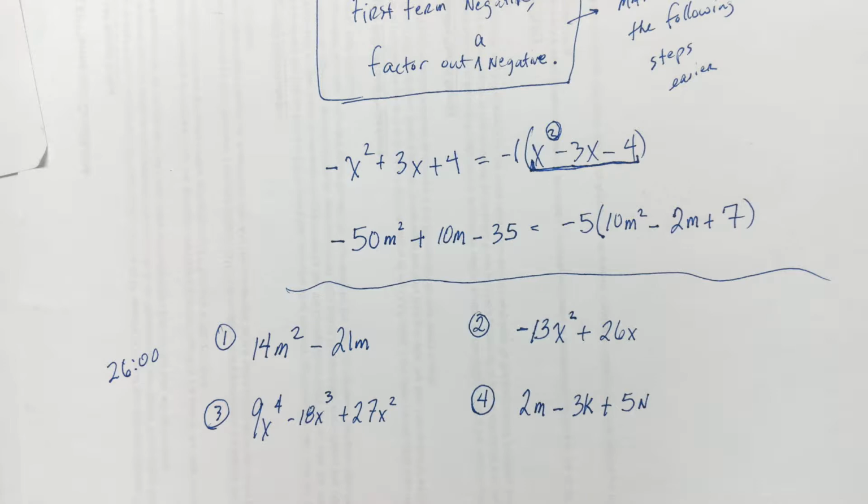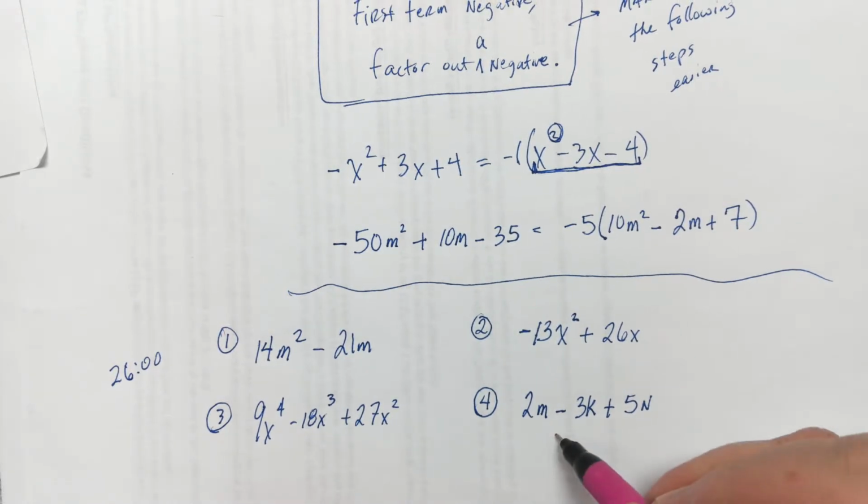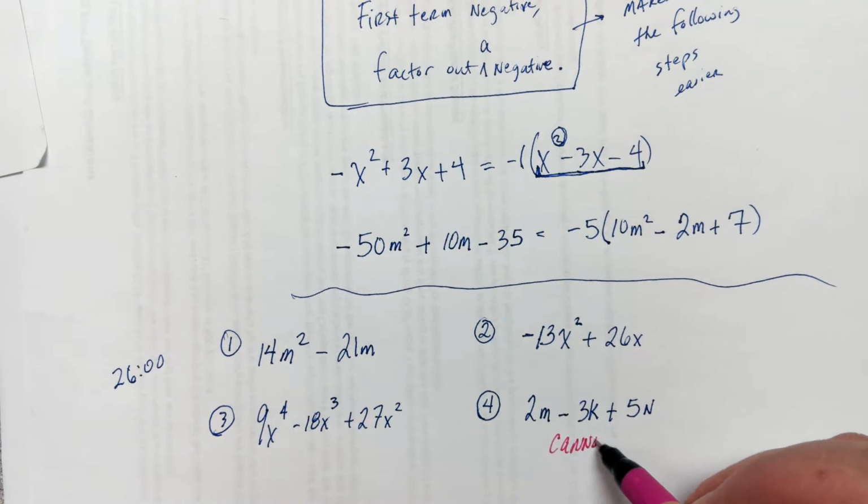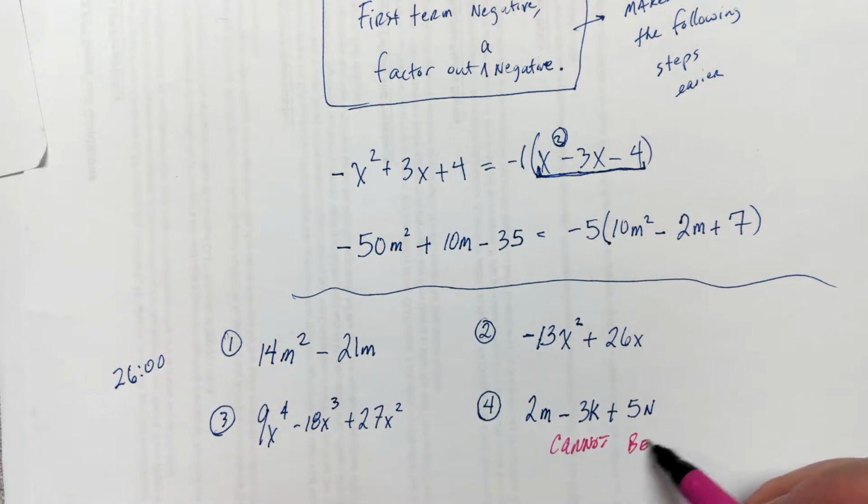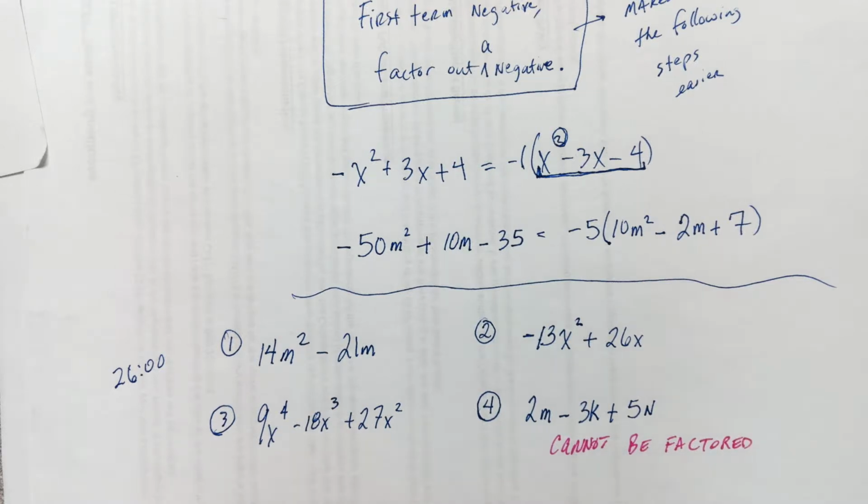You have 25 seconds left. Done or not, which is okay. Done or not, 25 seconds. 17 seconds now. Last one got you? There's nothing in common, is there? Can't be factored then. Yeah, cannot be factored.